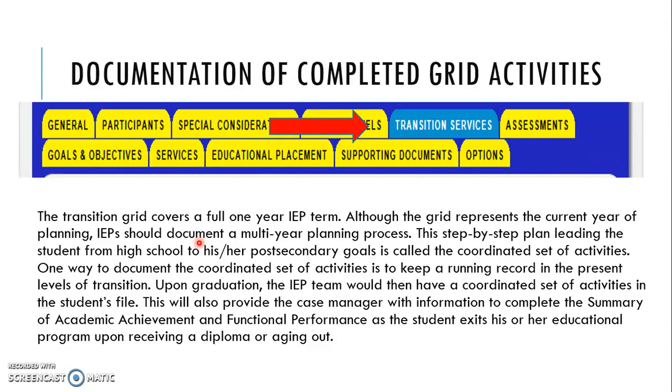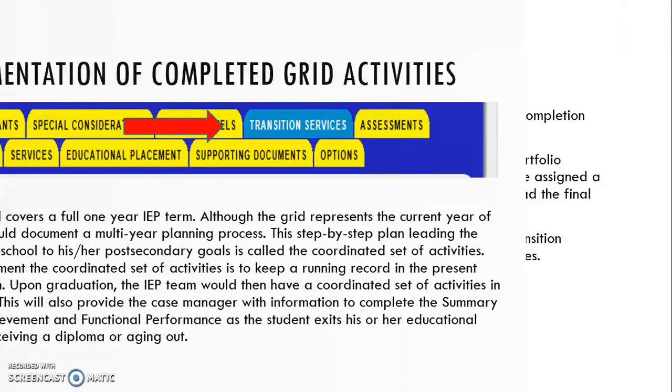One way for us to document these clearly is to keep a running record in the present level of transition. So upon graduation, we would have that coordinated set of activities built right into the student's file. So when we have to go and write the SAAFP, the bane of all of our existences, when that student gets ready for graduation or aging out, we will have all that transition information right in the IEP. So we'll have it all in one place for that SAAFP writing.